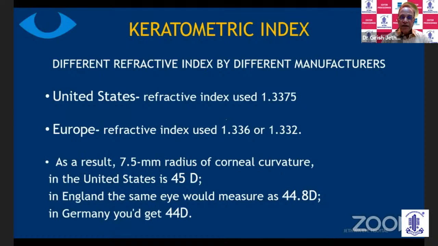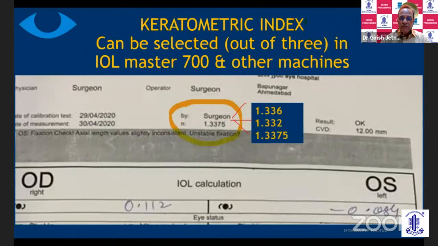Second thing is the keratometric index. Now it is also known that in the United States, they use the keratometric index 1.3375, in Europe 1.336 or 1.332. So there are different keratometric indices for different instruments, and as a result a 7.5 millimeter radius of corneal curvature in the United States is 45 diopter, in England it is 44.8 diopter, and in Germany it is 44 diopter. So different machines are measuring different indices, and there are a few keratometric indices we can change.